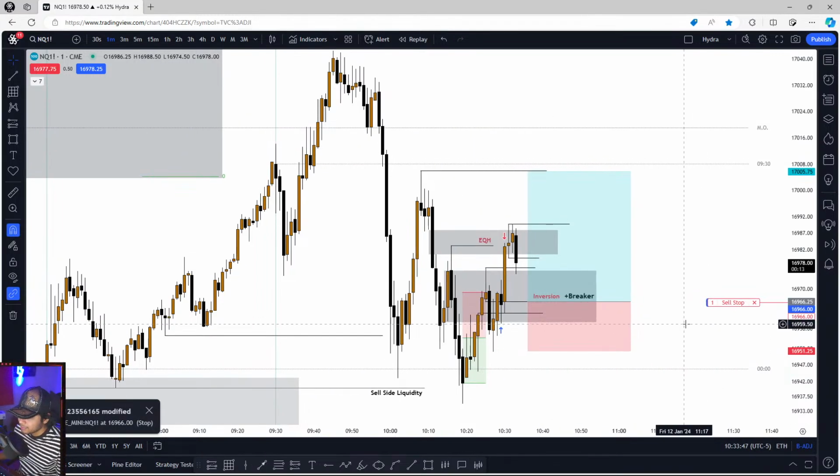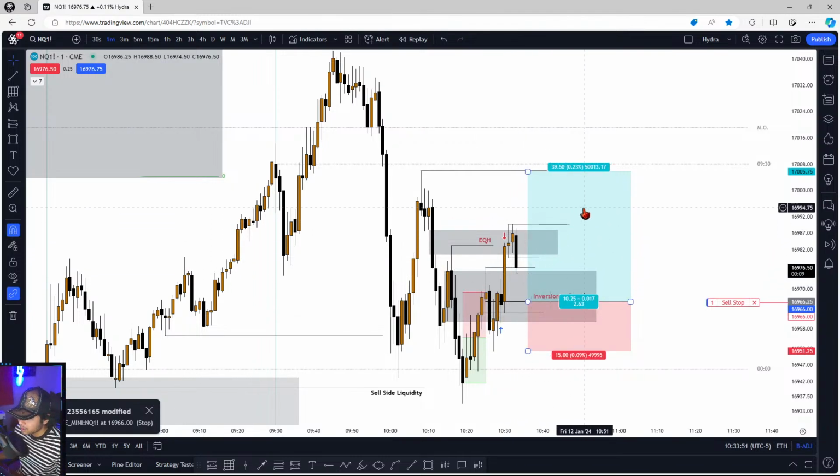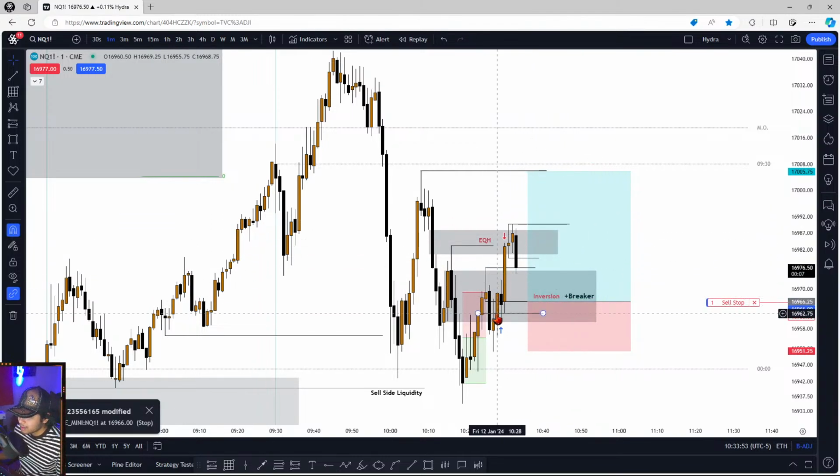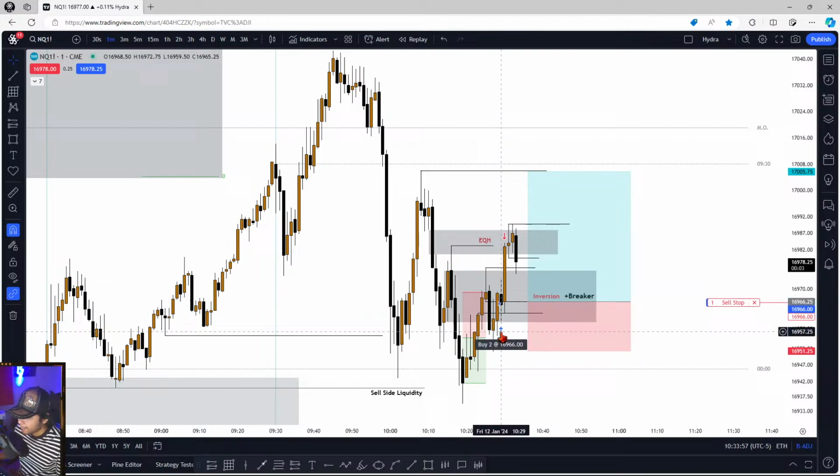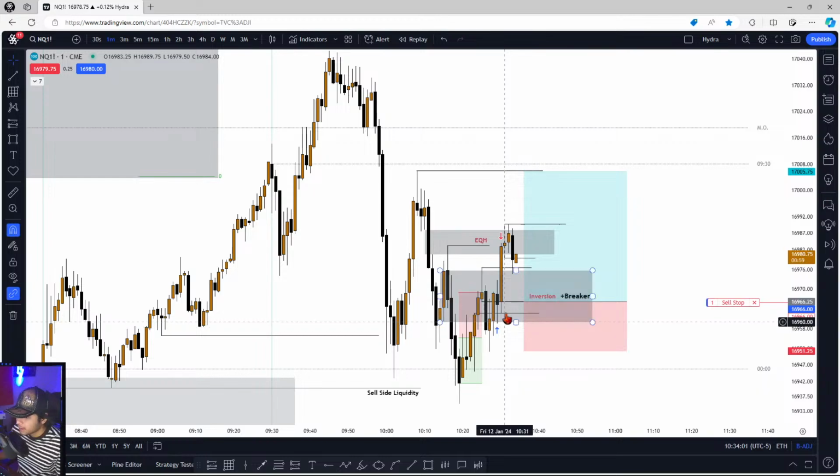stop loss at break even. Price got support from the breaker. Let's see if price rejects from here. I don't want to see price coming down hitting this order block, folks, because below it we have trend line liquidity, right? So if I'm holding this breaker, most probably will fail.